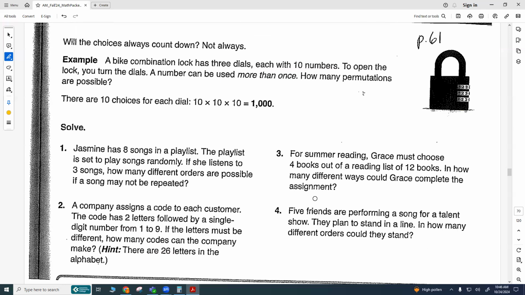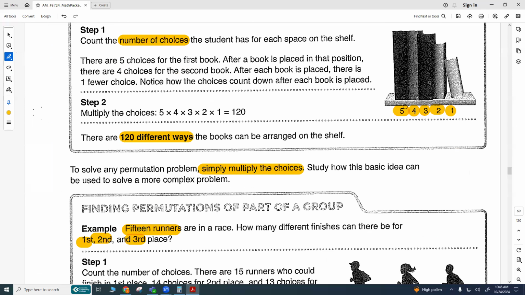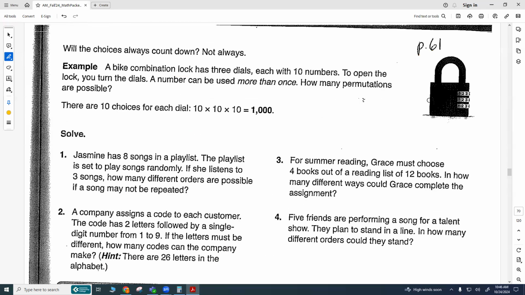All right, and then finally, let's look at this last one here. Will the choices always count down? And it tells us not always, okay? So hopefully you guys agree in the first 2 scenarios, right? The position of 1 in that first spot affects the remaining spots, okay? But that's not always the case, okay?